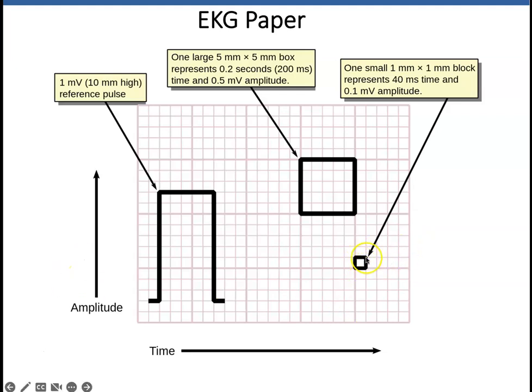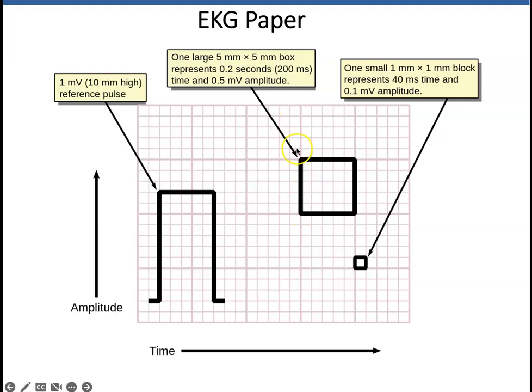So each little box here is 1 millimeter by 1 millimeter, and the length of one little box here is 0.04 seconds, or what's called 40 milliseconds. Its altitude is only 0.1 millivolts, right? So 1 millimeter is 0.1 millivolts. Then you'll notice that we have one big box. That's what we call it. So we have these darker lines. So one big box is 0.20 seconds, or 200 milliseconds. And the actual amplitude is 0.5 millivolts.